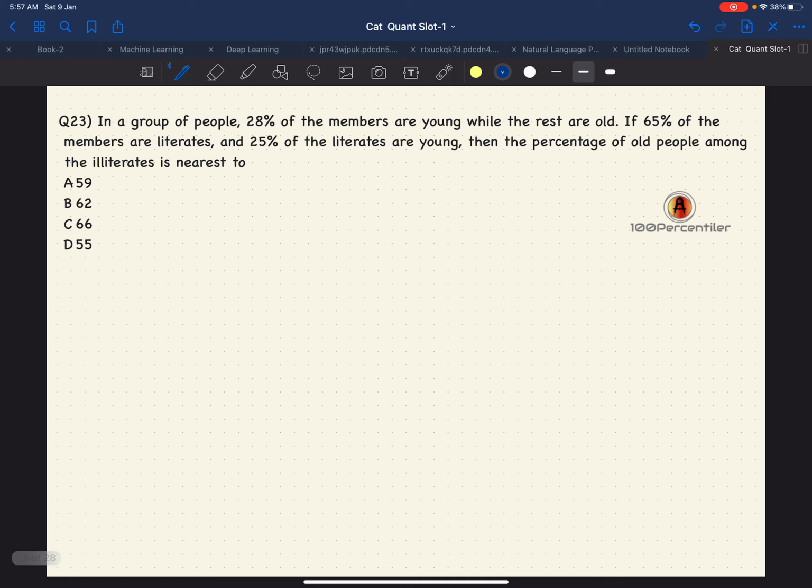Okay, looking at the next question, we are given here, in a group of people, 28% of the members are young. So let's say Y is 0.28, while the rest are old. So old is 0.72. 65% of the members are illiterates. So illiterates is 65, and therefore literates would be 0.35.